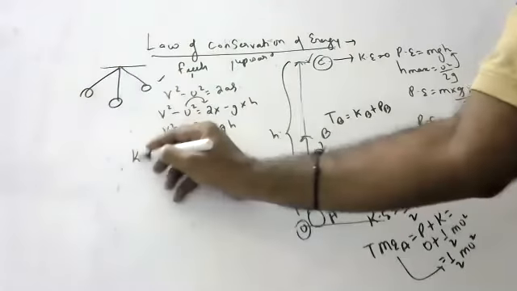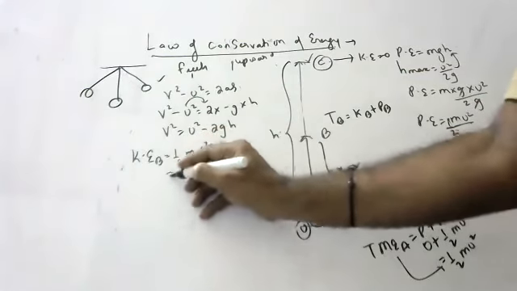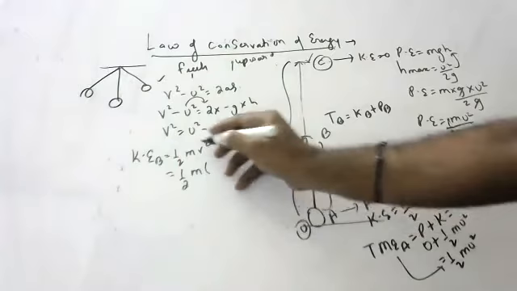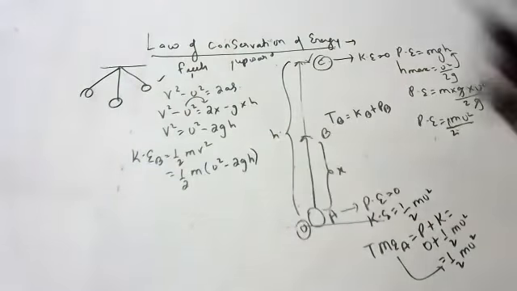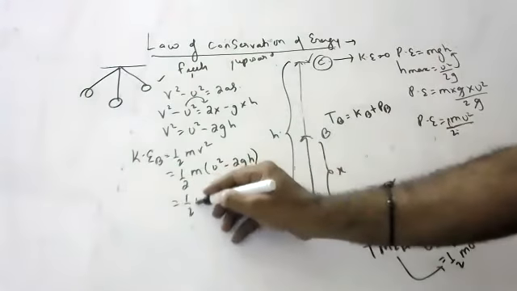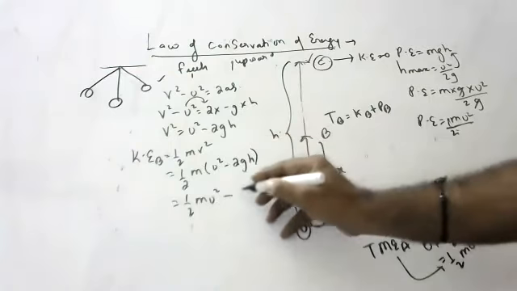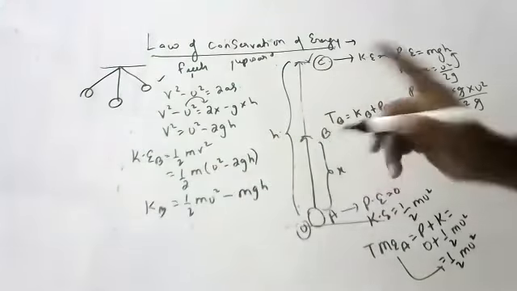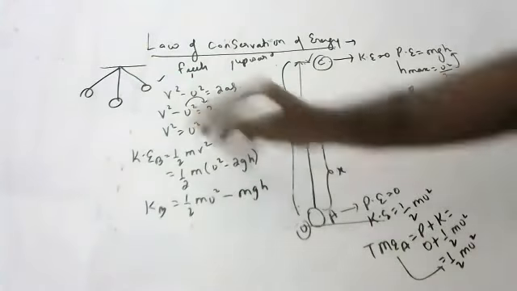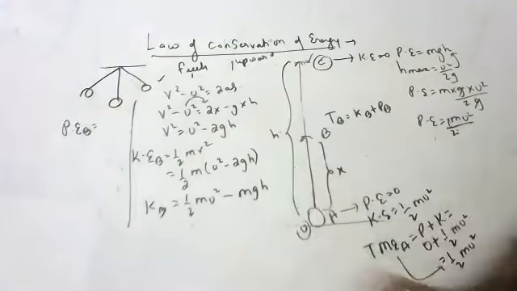Kinetic energy at position B is equal to half mv square, half into m into v square. How much, children? U square minus 2gh. Now you see, children, half mu square minus half into, the half cancels, mgh. This is the kinetic energy at B. Now what else do we want, children? After kinetic energy, potential energy at B. What is the formula?